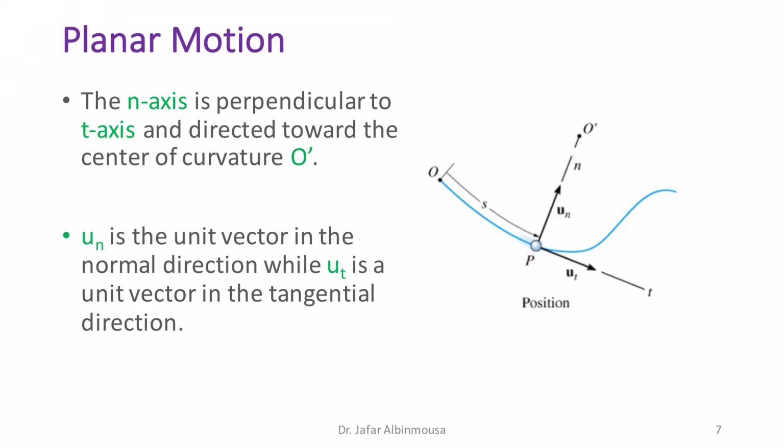So this is basically what I described earlier in the previous slide about the n-axis, which is the normal axis. Just to remind you, it is perpendicular to the t-axis, and its direction is always toward the center of curvature, which is O prime. UN is a unit vector in the normal direction, while UT is the unit vector in the tangential direction.